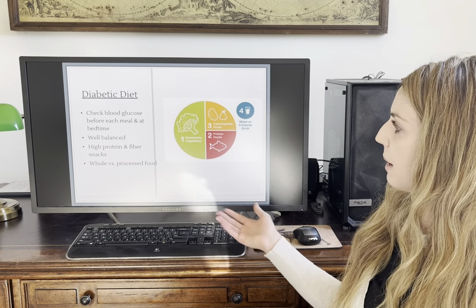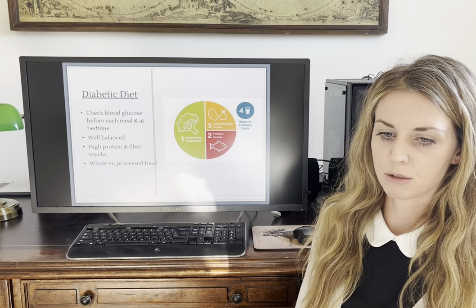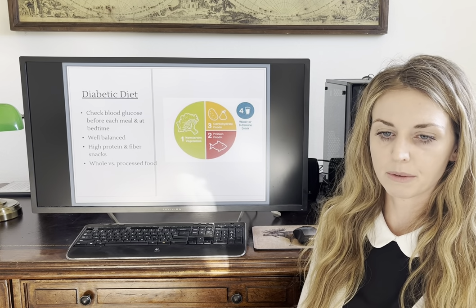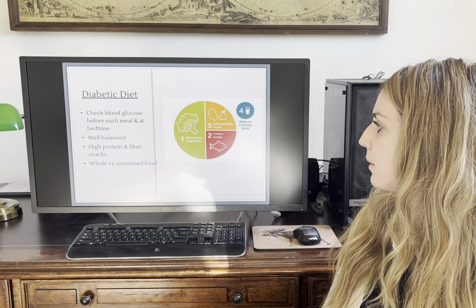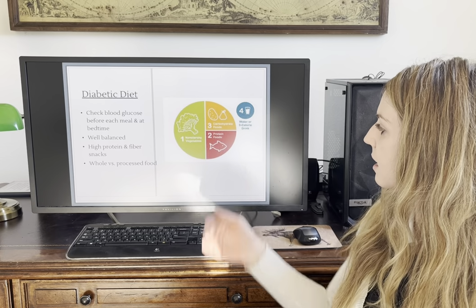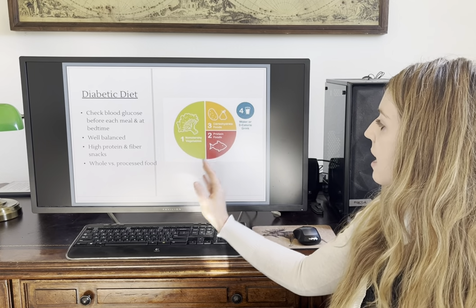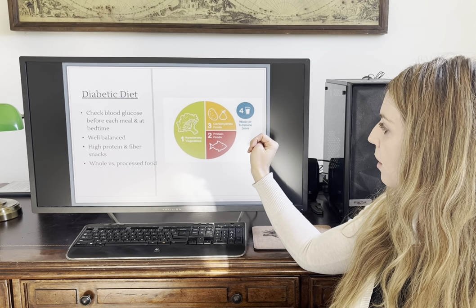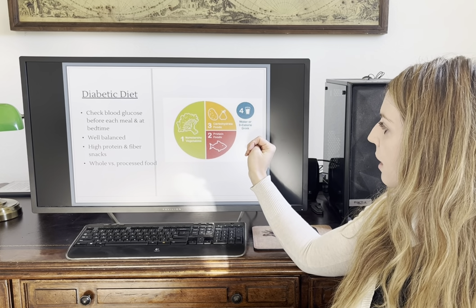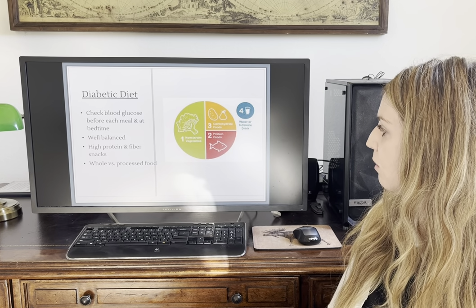And then we'll talk about the diabetic diet. Like I said, with diabetes management, we do want to be checking the blood glucose before each meal and at bedtime. And then I've included what a well-balanced plate of food looks like. So half of it would be vegetables, and then a quarter of it would be carbohydrates, healthier food options there that we'll talk about. And then a food protein, and then making sure the patient is drinking enough water.